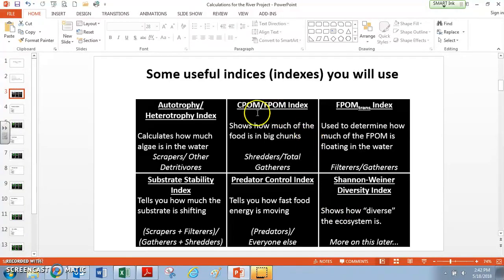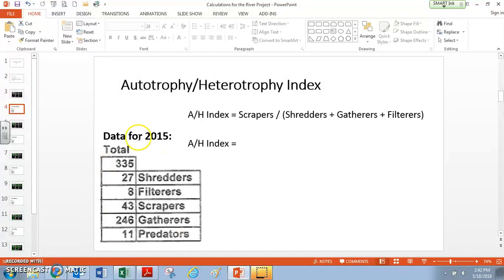The first one that we'll learn about is the Autotrophy Heterotrophy Index. This is pretty simple. It just calculates how much algae is in the water. We'll look at the equation in a second, but that's what you would do if you were trying to figure out how much algae is there, so you can see how algae affects other things, or maybe how annual changes in the environment affect the amount of algae. To calculate this one, you take your numbers, and we'll learn later where we get these from, and we have to set them up in a very particular equation, this calculation.